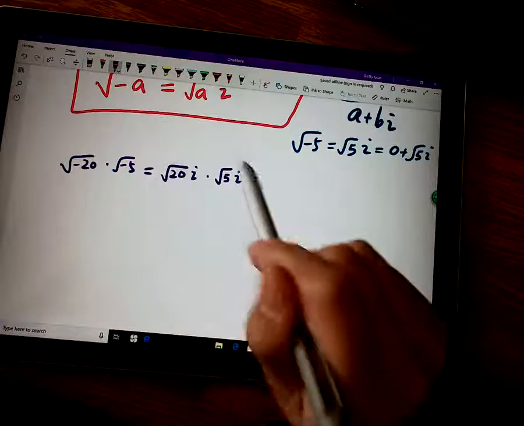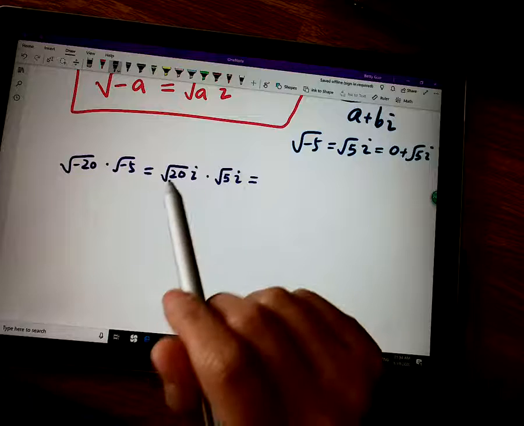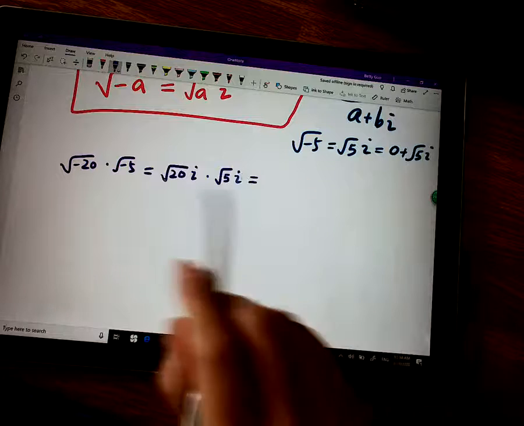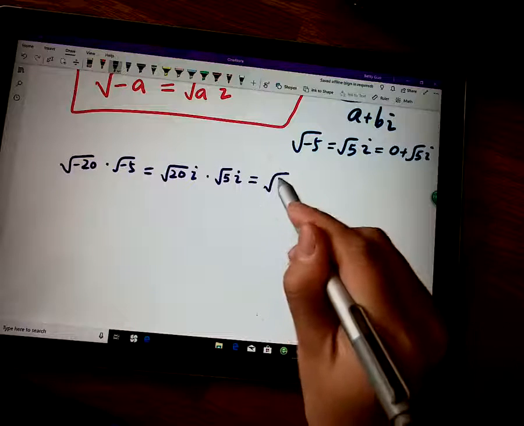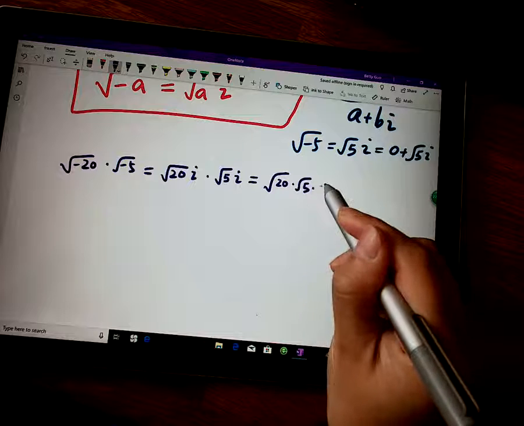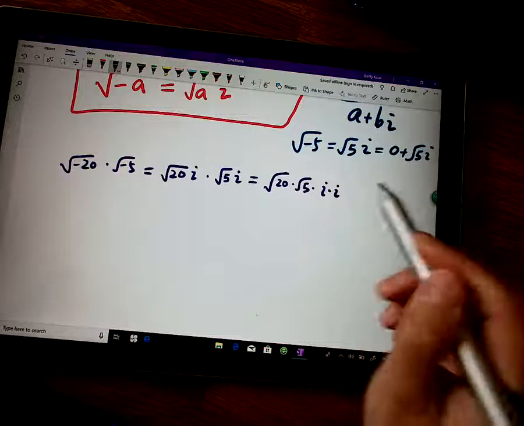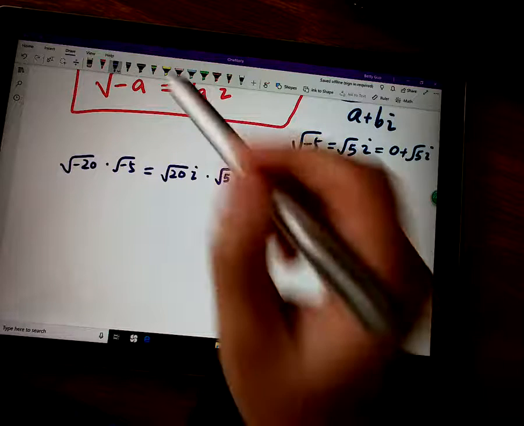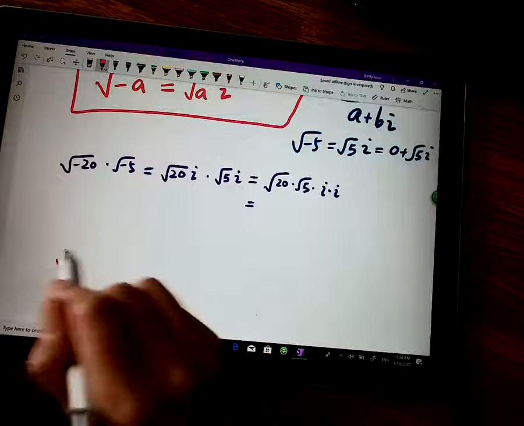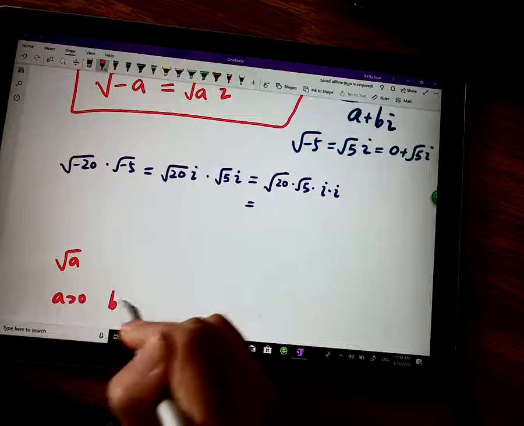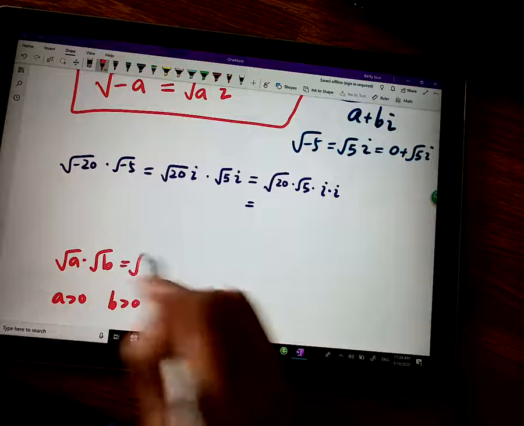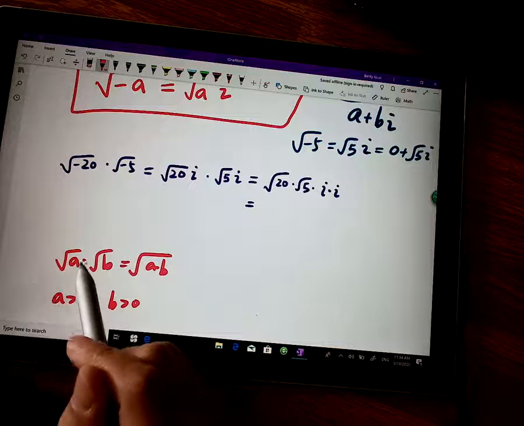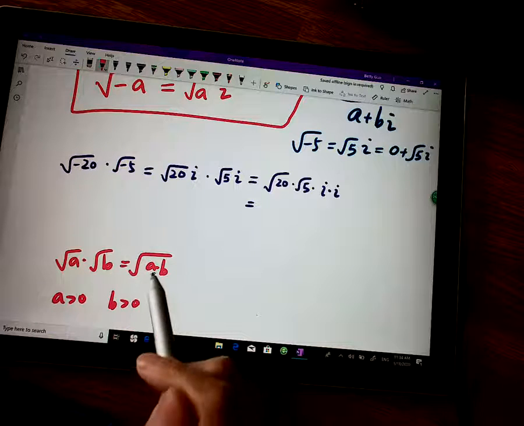This is a product. This is a multiplication, right? In the multiplication, we have 4 factors: square root of 20, i, square root of 5, i. We can switch the order of them. We can write square root of 20 and the square root of 5 together, and then the 2 i's together. Okay. And what is square root of 20 times square root of 5? Do you remember we have a formula? Let me write this formula. If A is positive, B is positive, root A times root B equals square root of AB. Okay, if A and B are both positive, then the product of square roots equals the square root of the product.